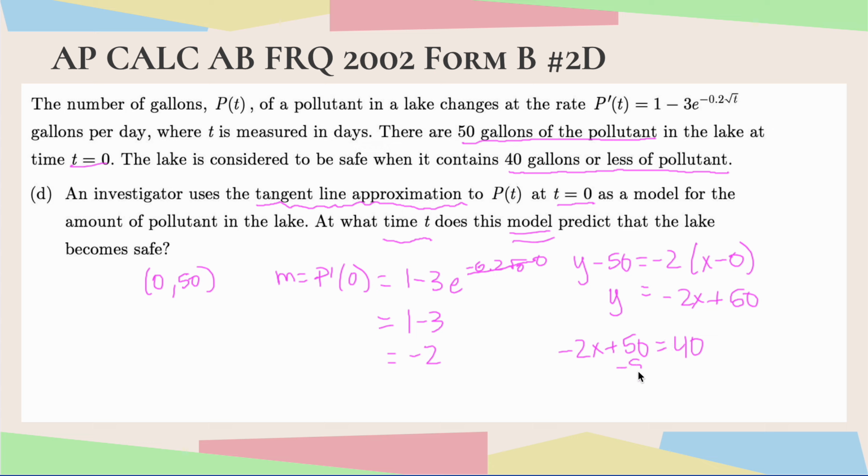Now I'm going to subtract 50 from both sides, and I get negative 2x equals negative 10. Divide by negative 2, divide by negative 2. That should be a negative. And so I get x equals positive 5, which again, I used x, but really in this case, t was the given variable. So the time, which is measured in days, would be after 5 days. The lake will be safe and it will have 40 gallons of pollutant or less.